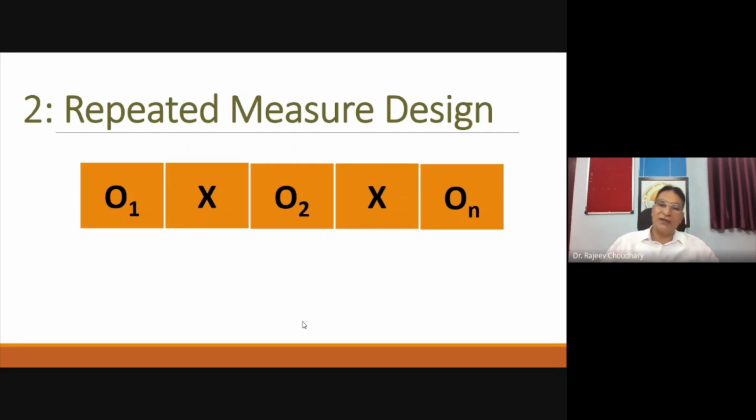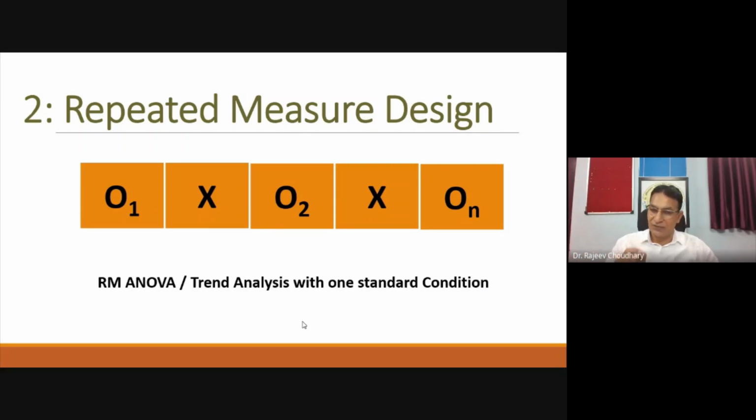In single group design, where we had only 2 observations, observation 1 and 2, we used the dependent t-test or Wilcoxon test. In this, we have to use the technique repeated measure ANOVA. I will demonstrate with hypothetical data. Another name of repeated measure analysis of variance, repeated measure ANOVA, is trend analysis with one standard condition. We have to use this technique. This technique will be used in case of normal data. If the data is non-normal in nature, then what will you do?